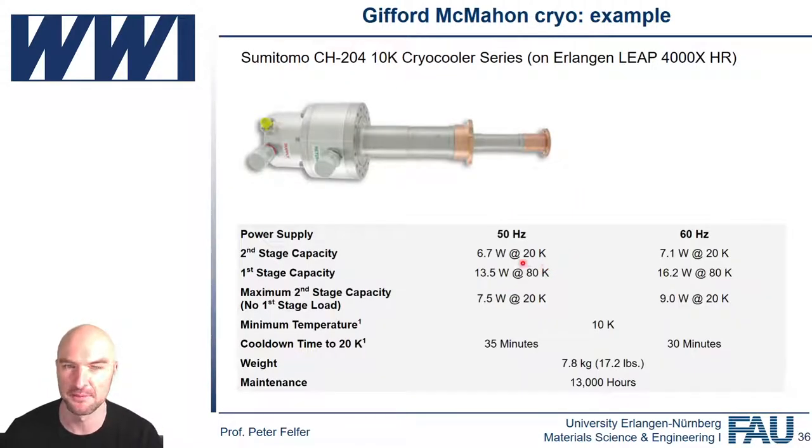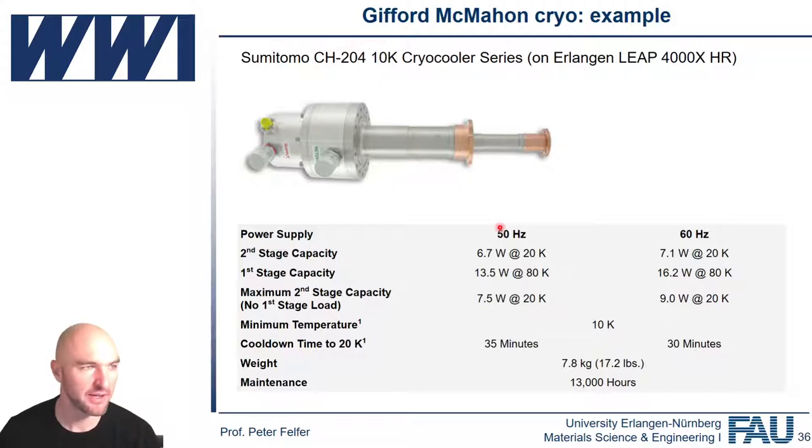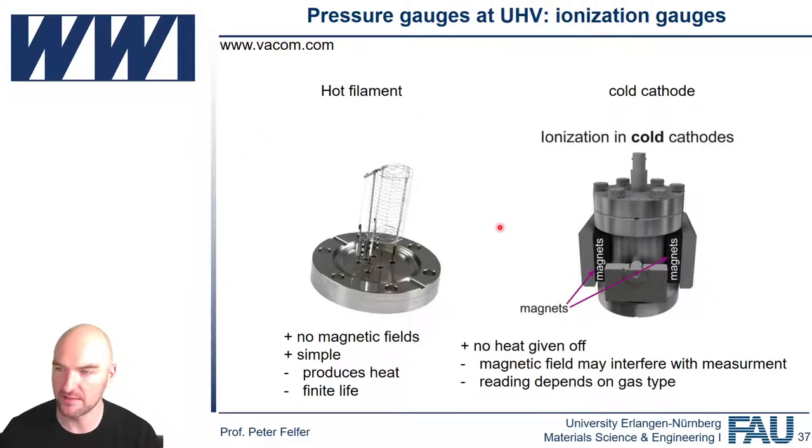Probably a bit too big. This is the one that's used in our LEAP. That's one from Sumitomo, but I think Cameca has been switching cryostat manufacturers quite a few times. Anyway, this is a typical power range of those. Okay, and the final piece of our vacuum system and cooling system are the ionization gauges.